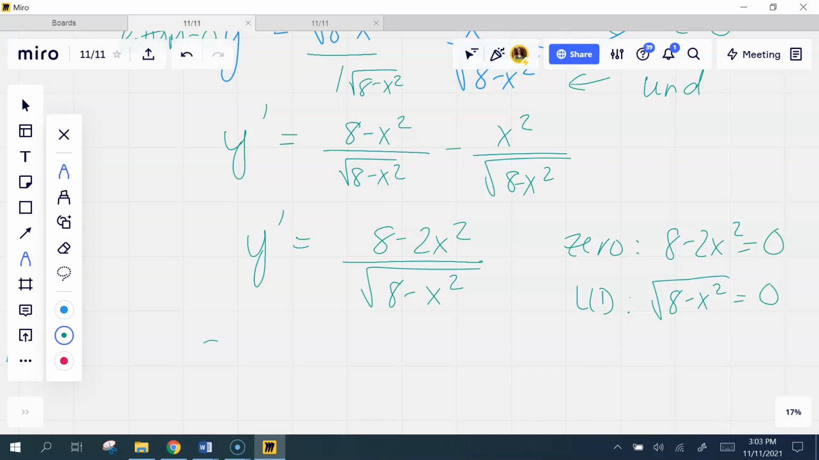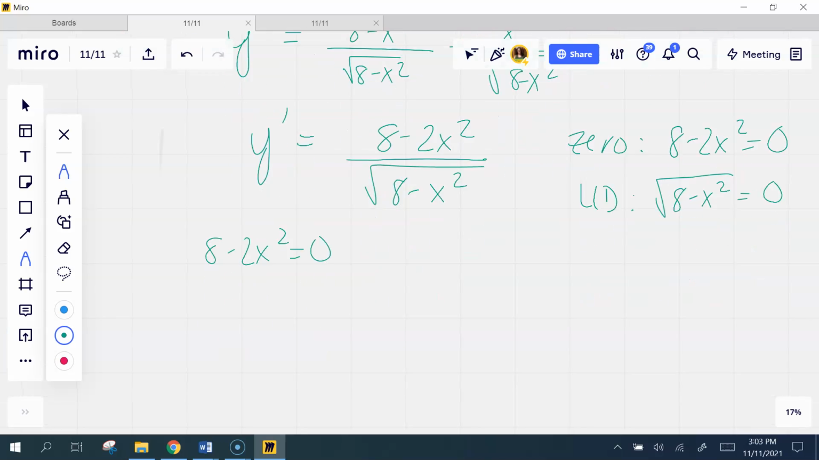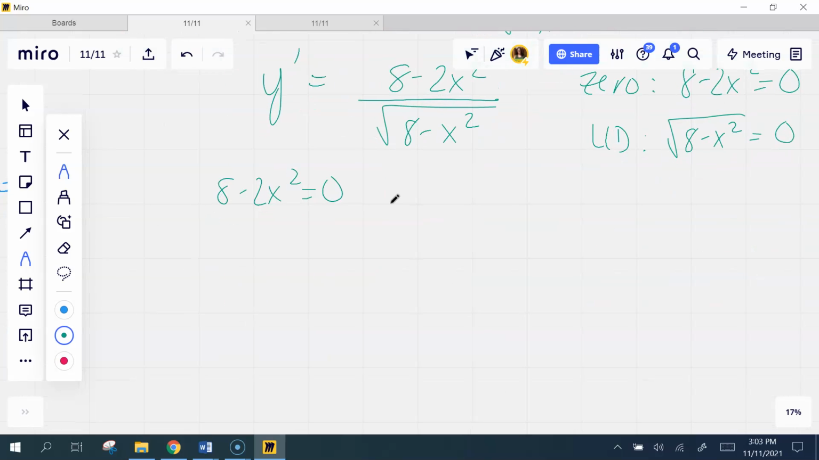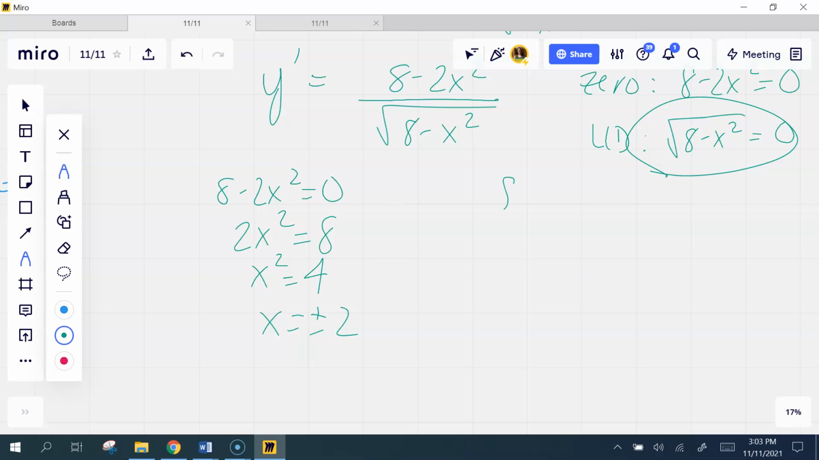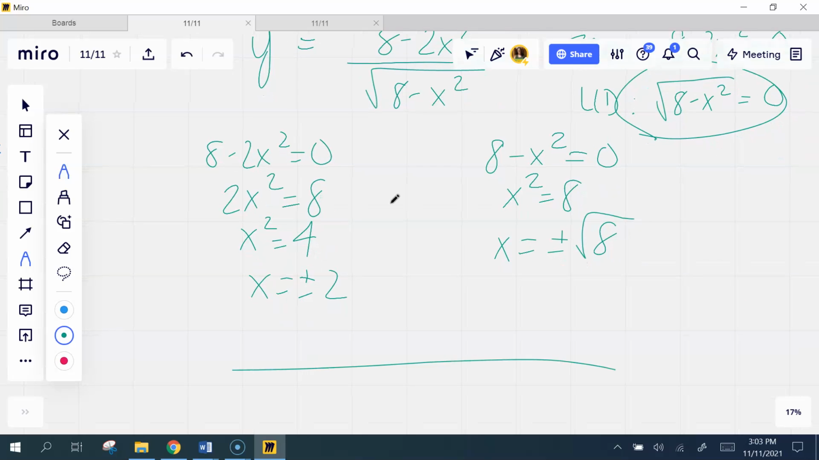All right, so 8 minus 2x squared equals 0. I'm just going to add 2x squared, so I've got x squared equals 4, so x equals plus or minus 2. But I've got to take the undefined points into consideration as well. So I'm going to square both sides and have 8 minus x squared equals 0. So now I have plus or minus the square root of 8: negative square root of 8, negative 2, 2, square root of 8.